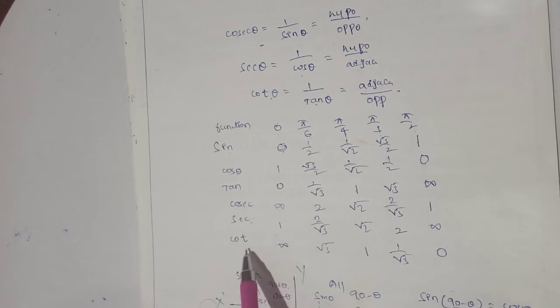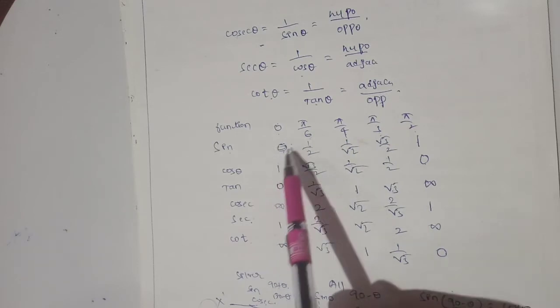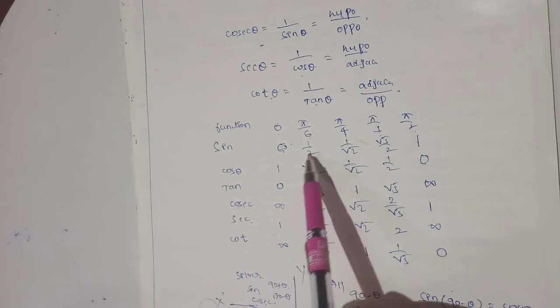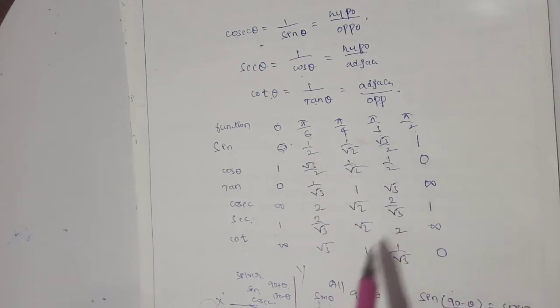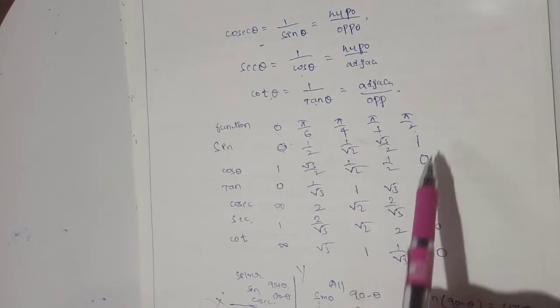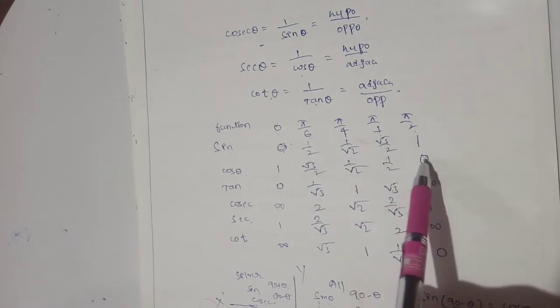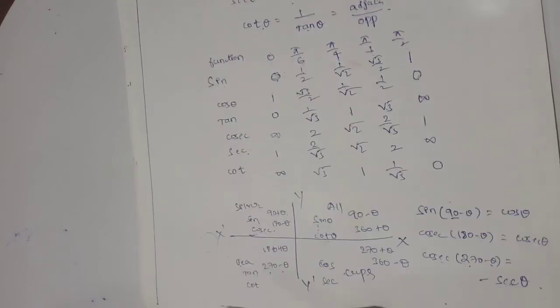And cot theta is cos theta by sin theta. 1 divided by 0 is infinity. Root 3 by 2 divided by 1 by 2 we get root 3. 1 by 2 divided by 1 by 2 is 1. 1 by 2 divided by root 3 by 2 we get 1 by root 3, and 0 by 1 is 0.